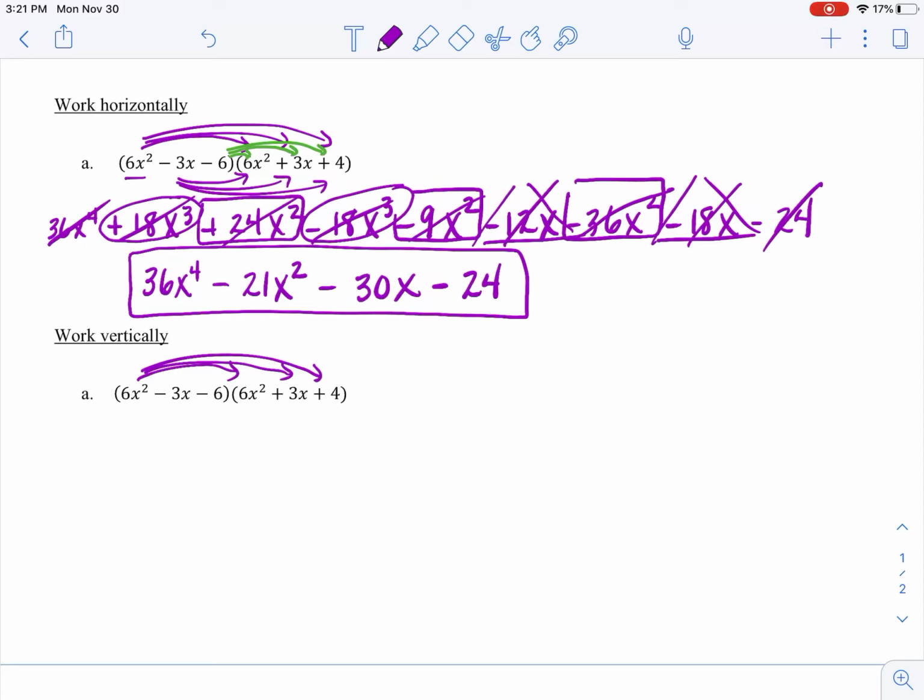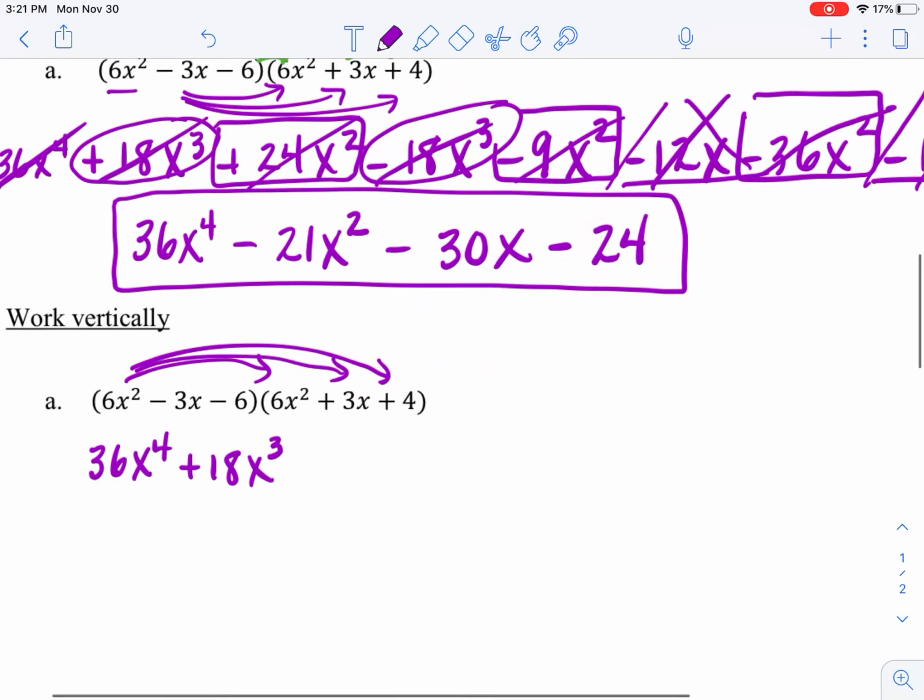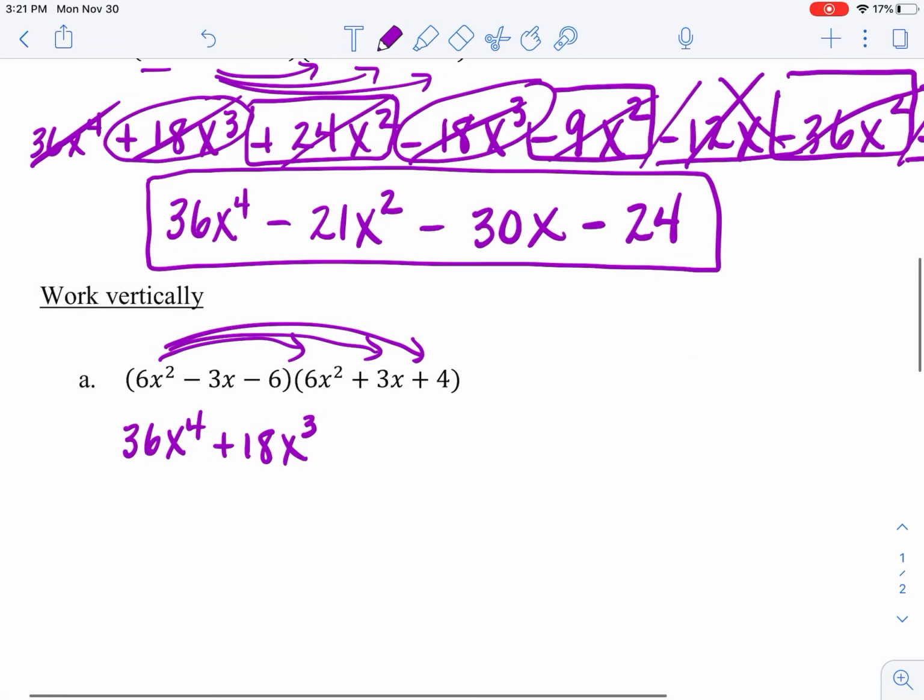So 6x squared times 6x squared gives me 36x to the 4th. 6x squared times 3x is going to give me a positive 18x to the 3rd. 6x squared times the 4 is going to give me a positive 24x squared. We're going to move down. We're going to do our negative 3x next.